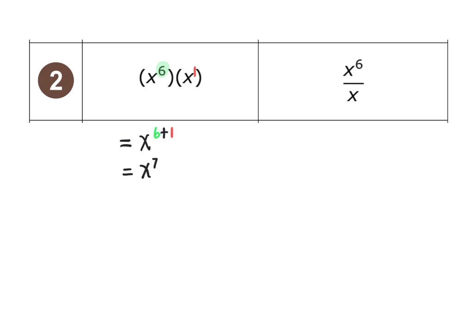Similarly, with the second part of this question, we have x to the power of 6 being divided by x to the power of 1. We'll subtract those exponents, and we'll have x to the power of 6 minus 1, or x to the power of 5.